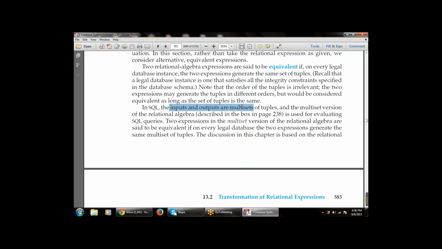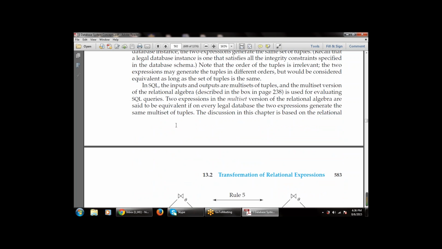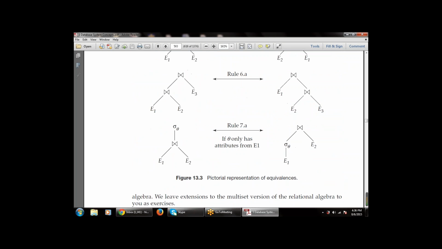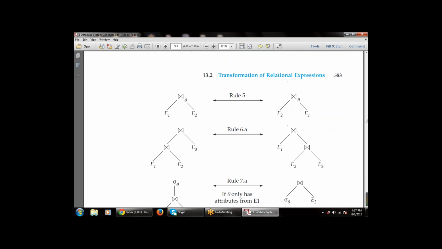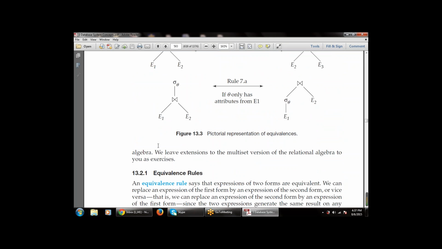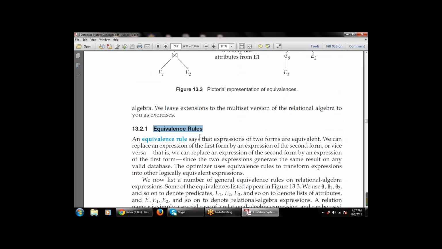In SQL, the inputs and the output are multisets of tuples, and the multiset version of relational algebra is used for the evaluation of SQL queries. This is one of the methods, a pictorial representation of evaluations or equivalence. Then, an equivalence rule says that expressions of two forms are equivalent. We can replace the expression of the first form by an expression of the second form.